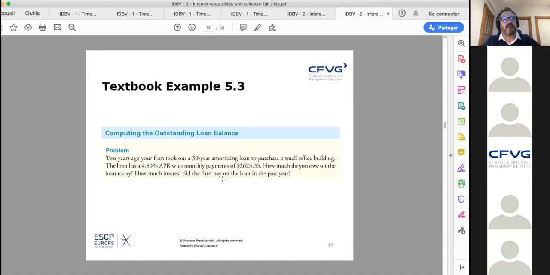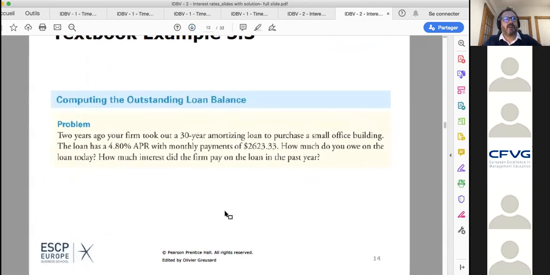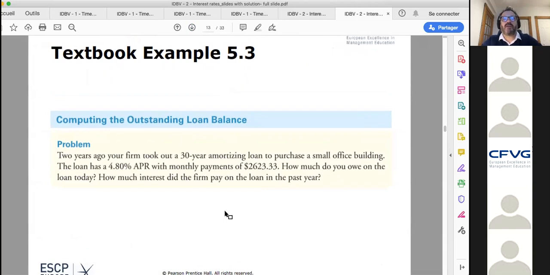Okay, so for example, 2 years ago, your firm took a 30 years amortizing loan to purchase a small office building. The loan has 4.80% APR with monthly payments of 2,623.33. So how much do you owe on the loan today? And how much interest did the firm pay on the loan in the past year? So just before getting into the details, is there someone in the chat who could say to me how we can do this?